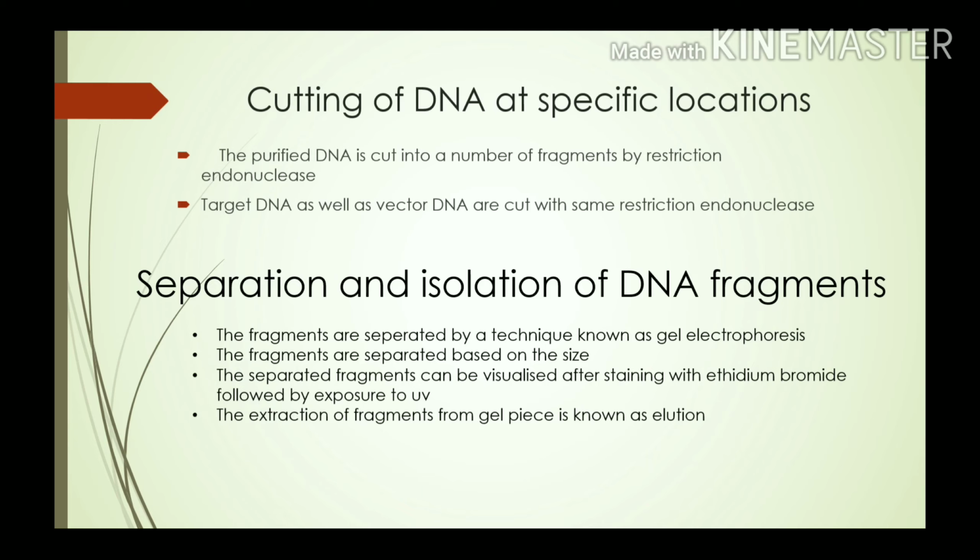Then the next step is separation and isolation of DNA fragments. The fragments are separated by a technique known as gel electrophoresis. These fragments are separated based on their size. The separated fragments can be visualized by staining with ethidium bromide followed by exposure to UV light. The extraction of fragments from the gel piece is known as elution.